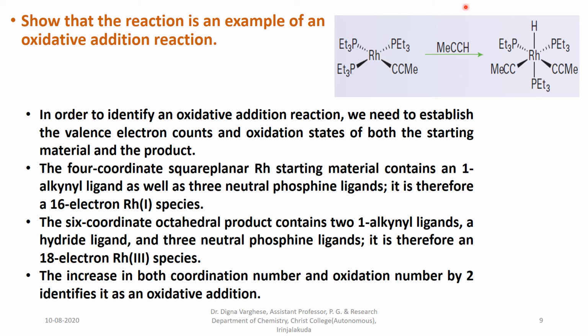To this, a methyl alkenyl species is added, and the 6-coordinate octahedral product contains 2 alkenyl ligands and a hydride ligand, with the 3 neutral phosphine ligands. It is therefore an 18 electron rhodium-3 species. So there is an increase in both coordination number and oxidation state in the product after the reaction. So, it is an oxidative addition reaction.